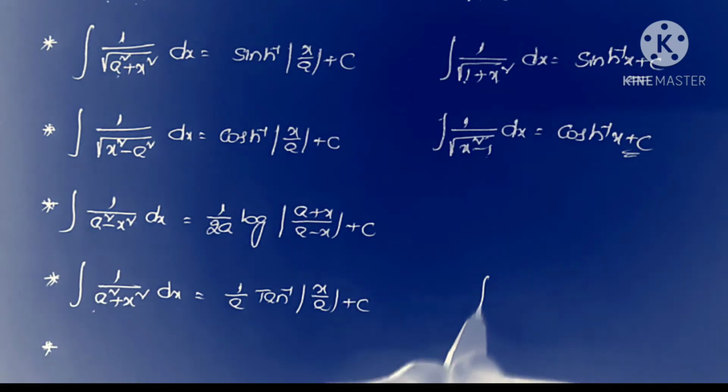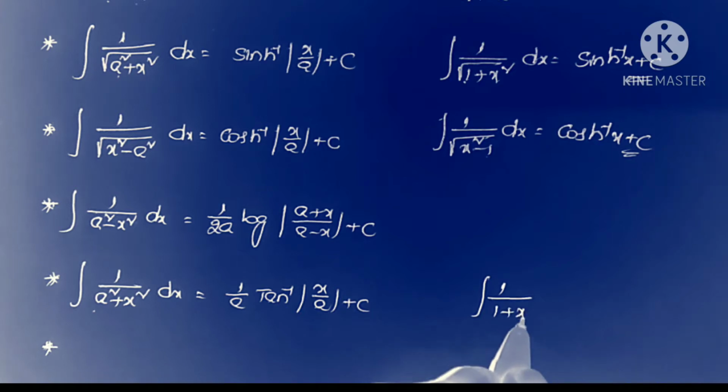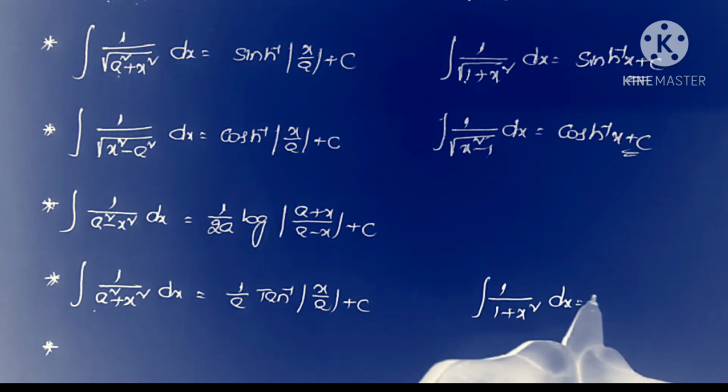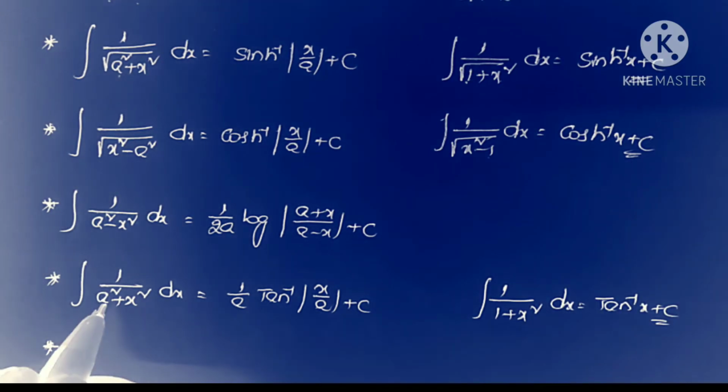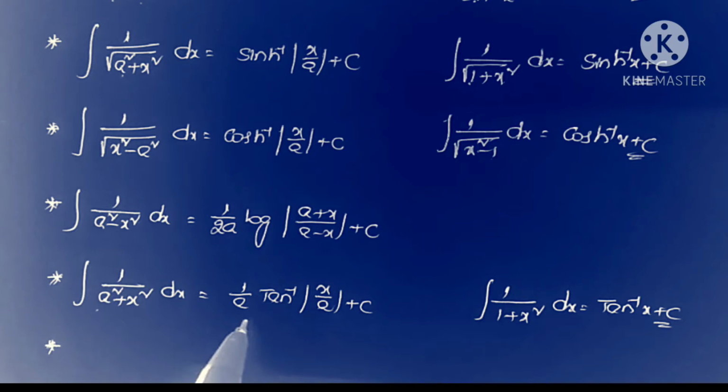Already we know one formula, integral 1 by 1 plus x square. What is it? Tan inverse x plus c. Now this is the extension of that formula. When we have a square in place of 1, we take the answer as 1 by a into tan inverse x by a.